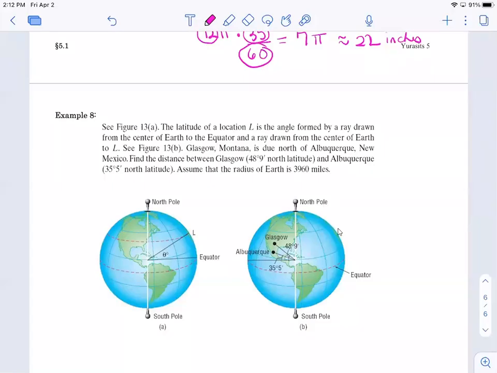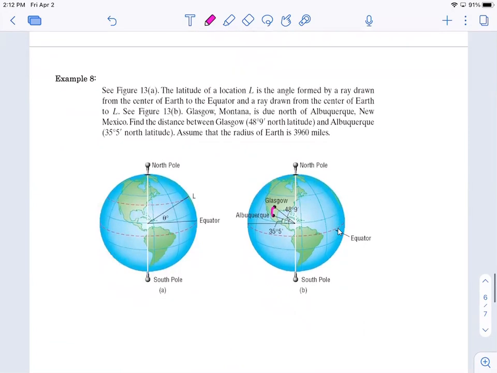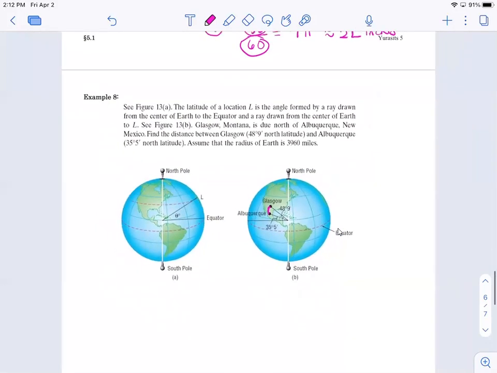All right, so for our last video, we're going to do an application one. It gives us these two cities. Glasgow, Montana is due north of Albuquerque, New Mexico, and we want to find the distance between Albuquerque and Glasgow. Now we are assuming it is exactly due north, so just go with that.